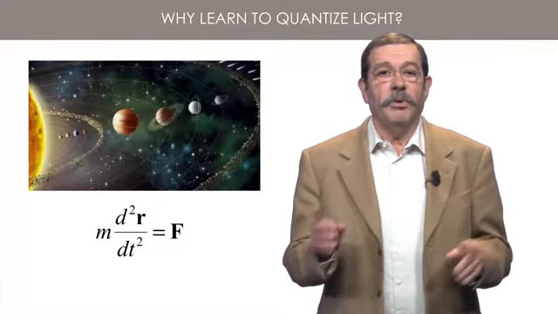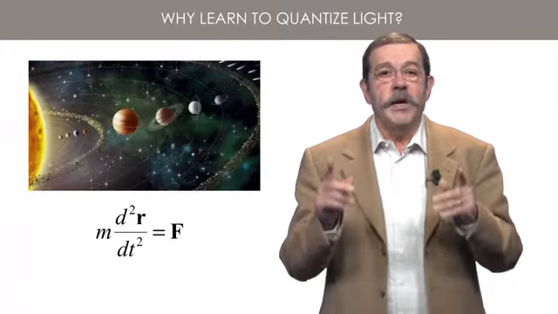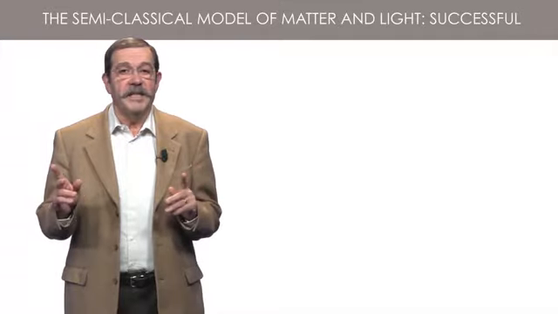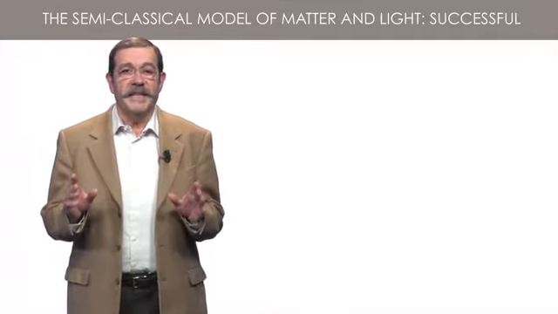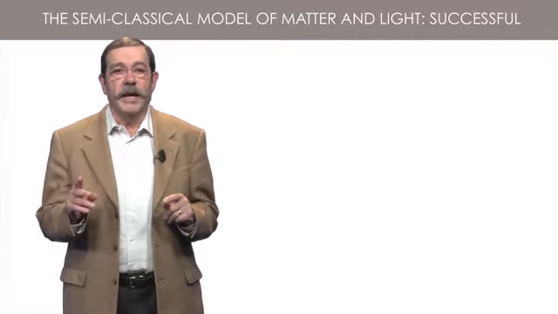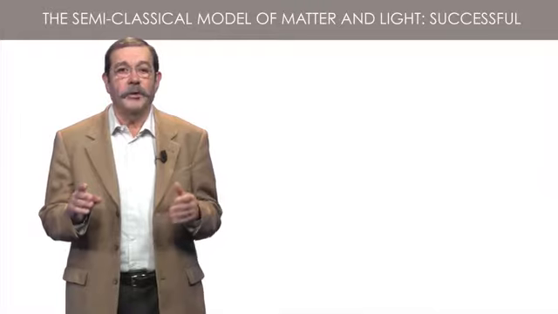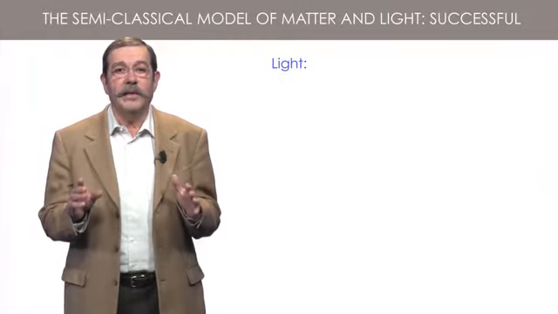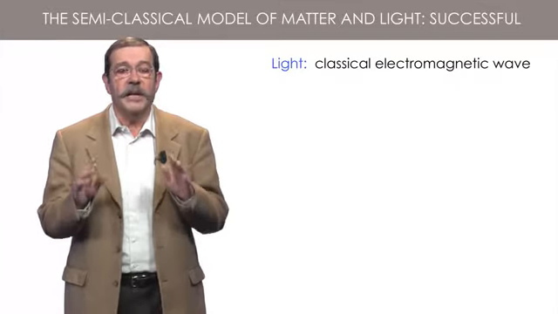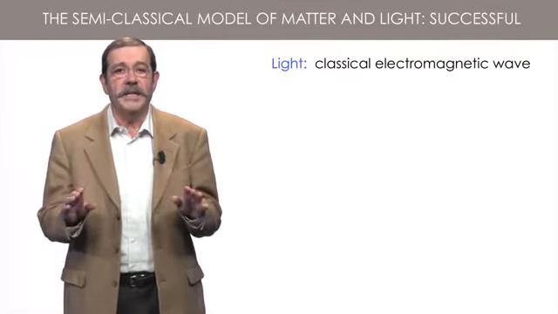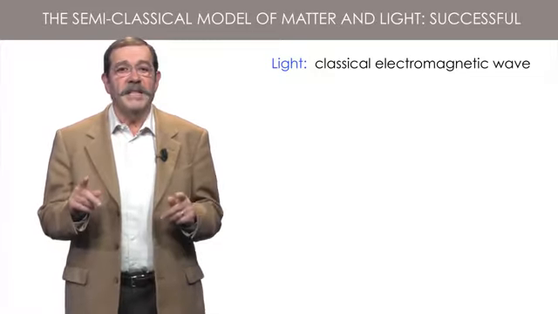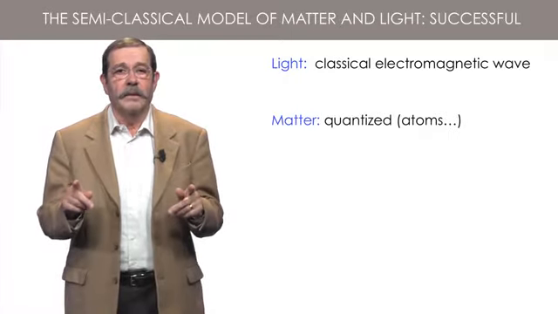So, I can rephrase the question, do we really need to quantize light? Until the 1970s, the answer was not 100% yes. Almost all known phenomena of optics could be described in the framework of classical electromagnetism. That is to say, light could be described as a classical electromagnetic wave obeying Maxwell's equations, without any reference to the notion of photon. Quantum mechanics was needed only to describe matter.